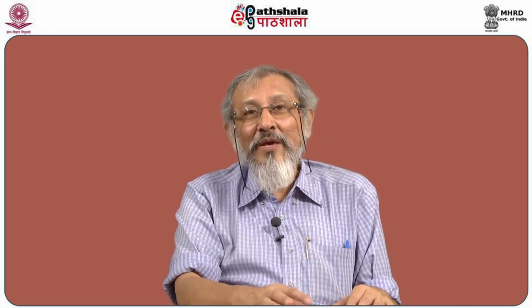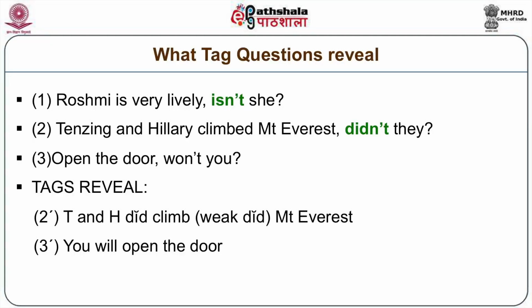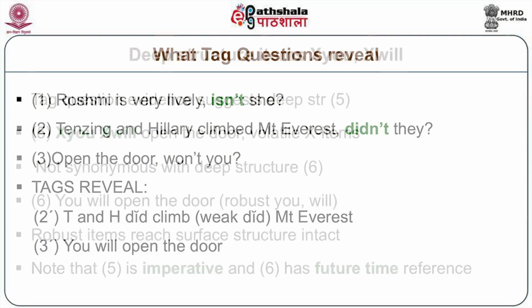We know about the need for imperative deletion because there are tag questions. You will ask us, why do you have these volatile elements there? What are you doing with them? If there is nothing in the surface structure, why not say that there is nothing in the deep structure? Well, tag questions are part of the answer. Open the door, won't you, shows that in the deep structure for open the door, there is something like will and something like you. Otherwise, won't you makes no sense as a tag question.